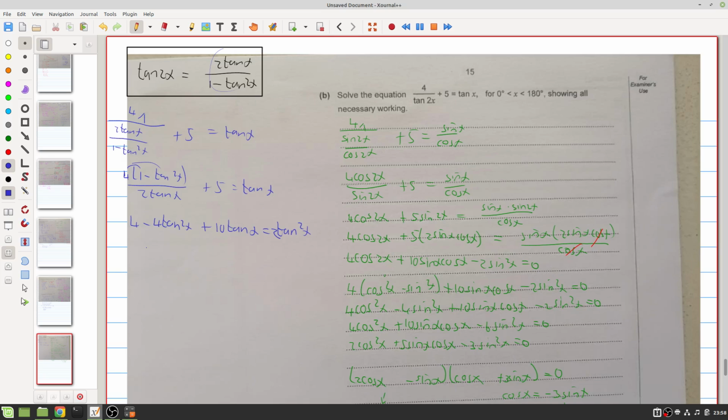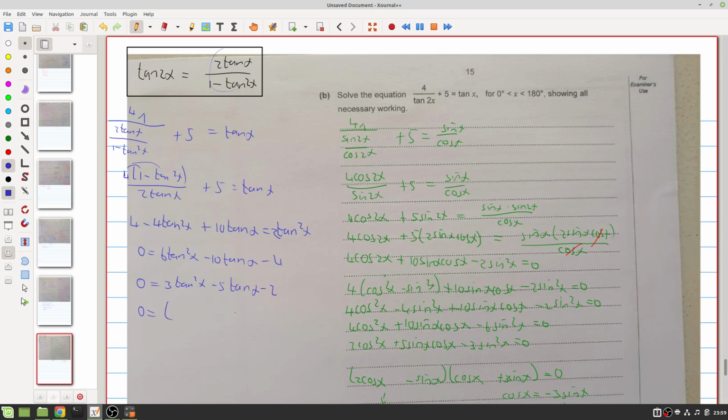Okay, let's get everything to one side. So let's say 0 equals 2 tan squared x. Oops. So 2 tan squared x plus 4 tan squared x is 6 tan squared x minus 10 tan x. And then minus 4 equals 0. Divide everything by 2 to make it a bit easier. 3 tan squared x minus 5 tan x minus 2.